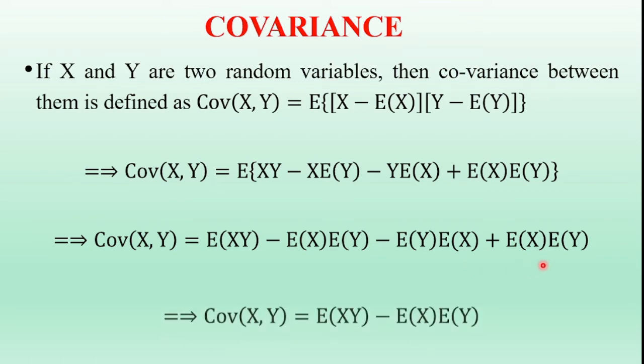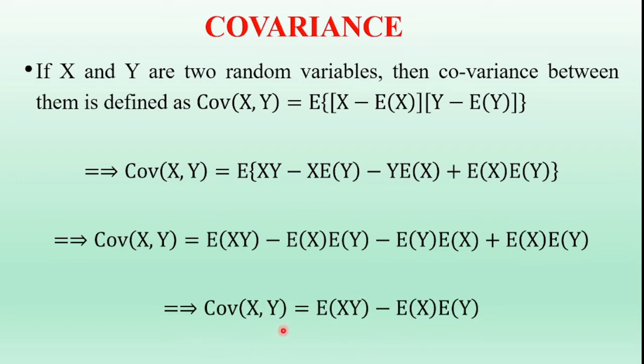The remaining term is covariance of X comma Y is equal to expectation of XY minus expectation of X expectation of Y. So this is the definition and derivation of the covariance of the random variables. This definition and this expression are very important. Keep them in mind.